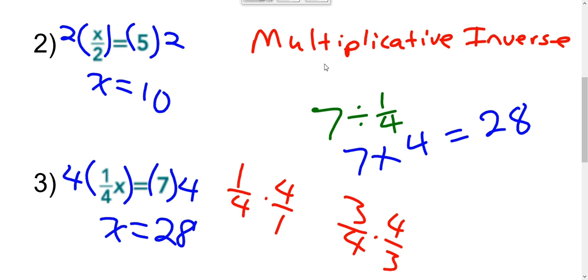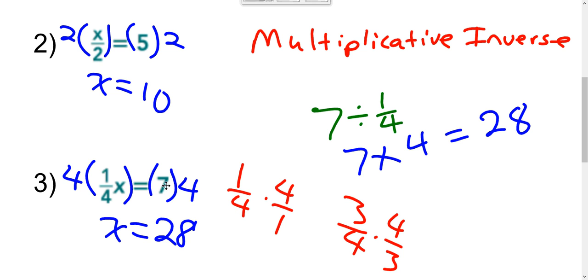That was kind of our theme of the day, multiplicative inverse, all right? Multiplicative inverses are the flips or the reciprocals of each other. So if I have 1/4, the multiplicative inverse is 4 over 1. If I have 3/4, the multiplicative inverse is 4 over 3. And what happens is when I multiply these, I get 1. And that's important because I want 1 to be next to x, because that means I have x all by itself. So 1/4 x, I can multiply it by the reciprocal or the multiplicative inverse, which is 4.